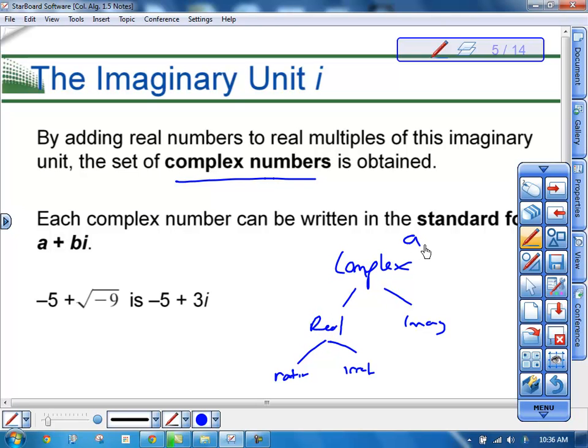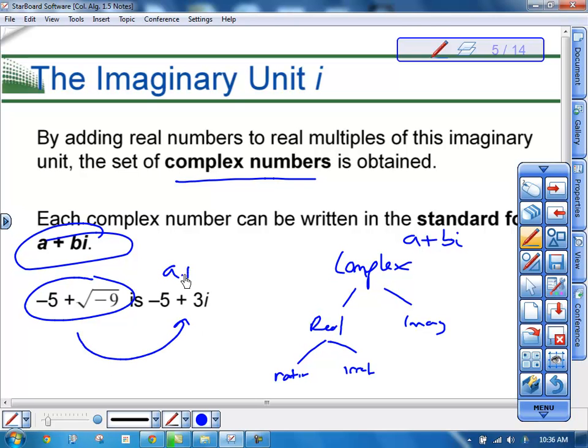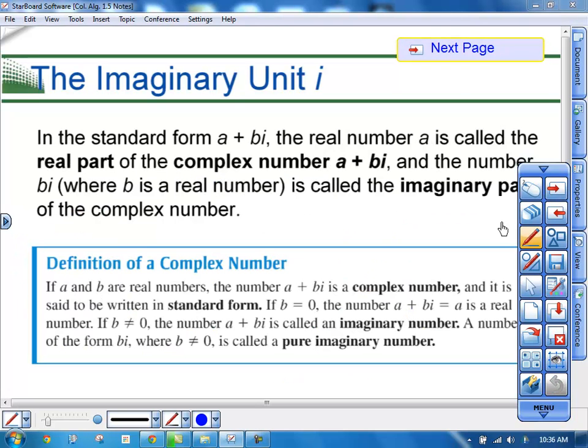So complex numbers are really all numbers. They're actually the real part, which is a, and the imaginary part, which is bi. So a plus bi is standard form. An example would be if you took this number and wrote it like this, you'd have a plus bi, where a is -5 and b is 3. So that's a complex number. All numbers are complex numbers, and that's really important to remember.